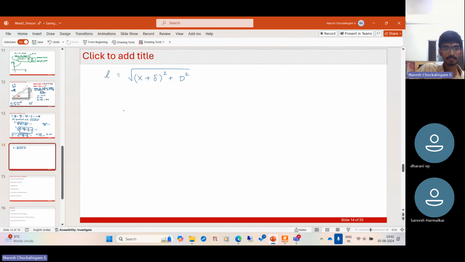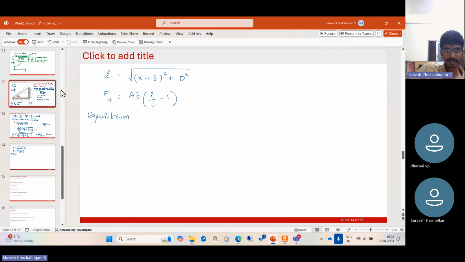So the force in the member is A times sigma, but sigma is E times the strain, and the strain is L by L naught minus 1. In place of L, you substitute this. So the force is also known. We have used the strain displacement relation and the stress strain relation. What is remaining? Equilibrium, right?